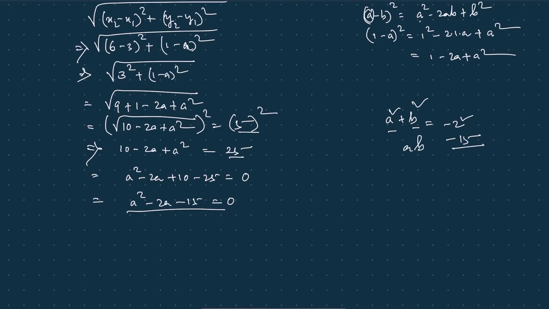We know such a pair. The pair is what? Minus 5 and 3. Okay. It is minus 5 and 3. When this minus 5 and 3 is added, the answer will be minus 2. And when this minus 5 and 3 is multiplied, the answer will be minus 15.